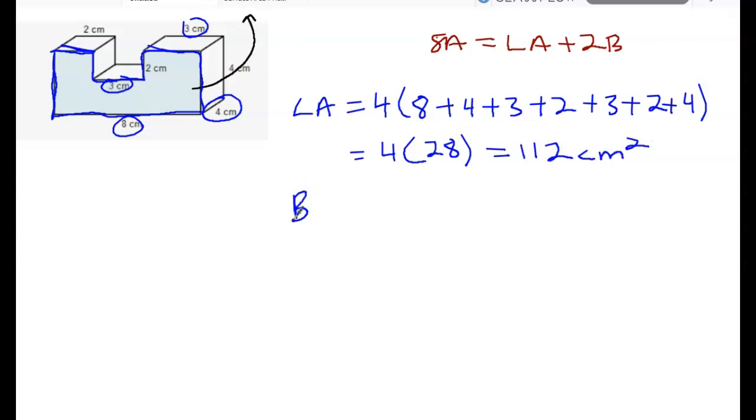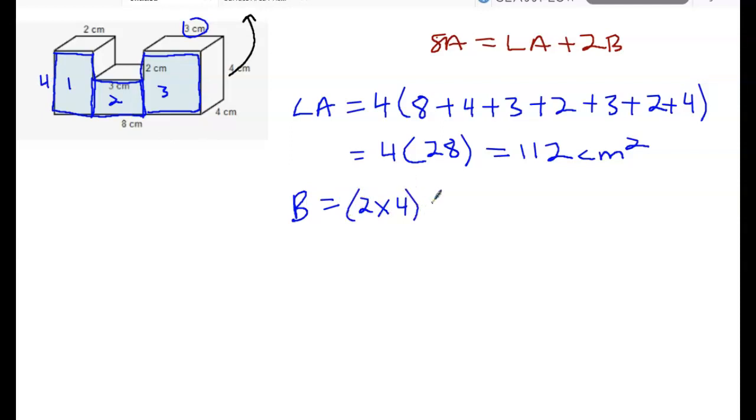Now we need our B. We need the base area. Realize that the base is irregular, so we have to cut it to make it regular. So the way that we're going to get regular ones, one here, the second one here, and the third one is going to be here. Okay, so we can call it 1, 2, 3. First one is 2 by 4. So here is 4. 2 times 4.